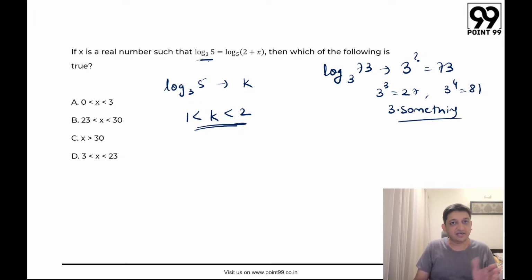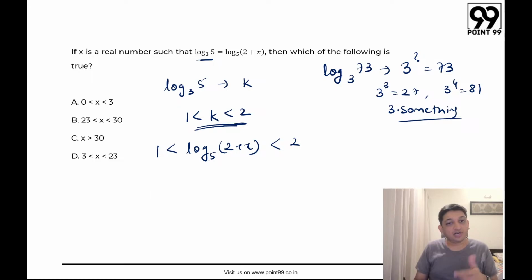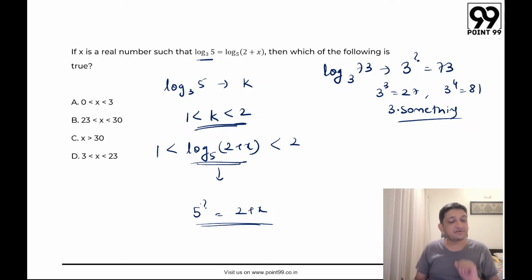So this is the left hand side, log 5 to the base 3. The value of this should be between 1 and 2. So I can also say that log of 2 plus x to the base 5 will also be between 1 and 2. That much I can say for sure. Now what is this expression? Again the same question arises. This expression is again a question: 5 raised to what is 2 plus x? That is the question, right?